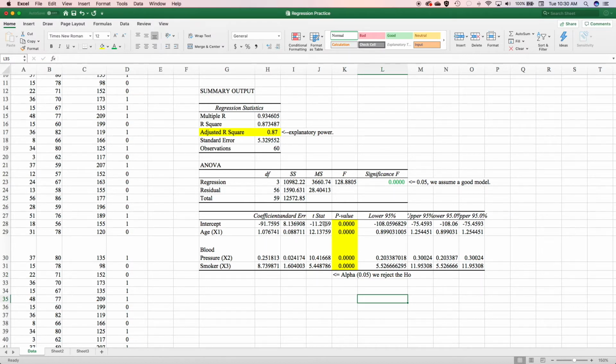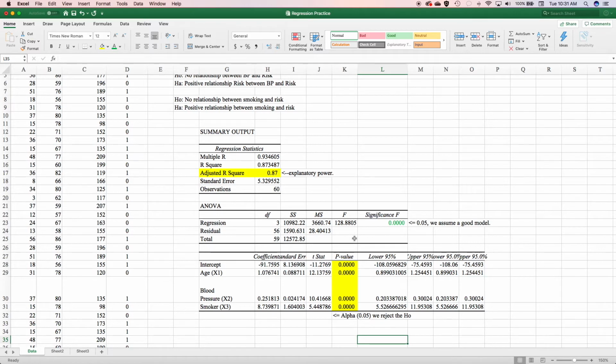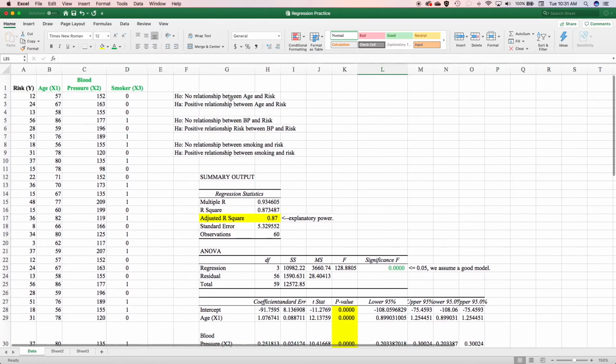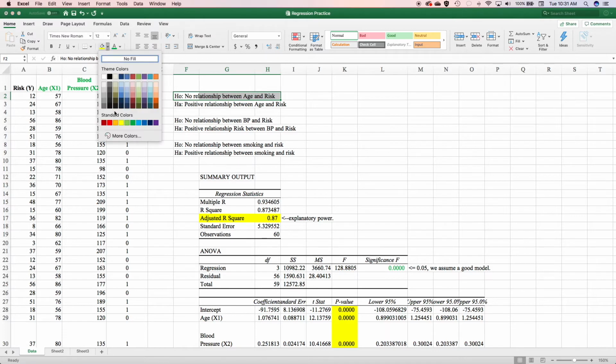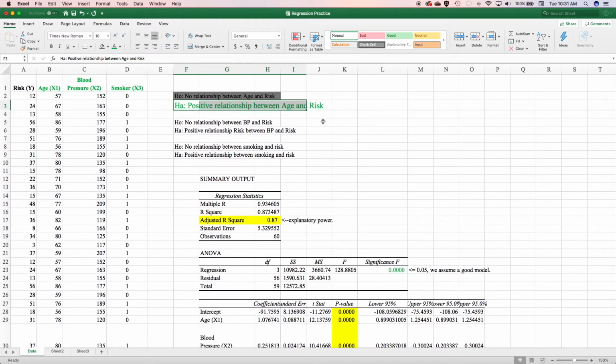Now, the intercept, good job. Age: the p-value here is 0.0000. That means we have less than a 5% chance of making an error, specifically a type 1 error. So we can reject the null that says there's no relationship between age and risk, and therefore we can conclude that we do have a positive relationship between age and risk.